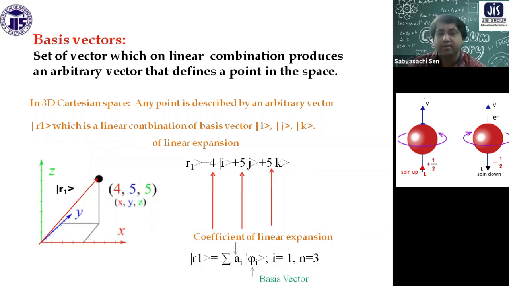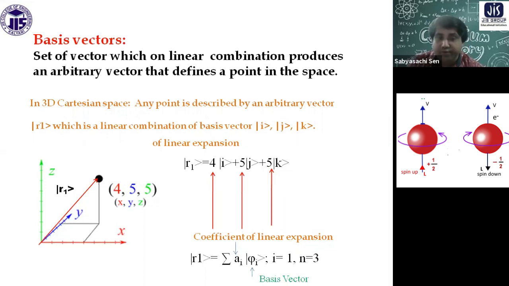Then I defined a term called basis vector. In the Cartesian system, i, j, k are the basis vectors. The number of basis vectors is equal to the dimensionality of the space. Any point in Cartesian space you define with a linear combination of basis vectors, and together they define an arbitrary vector, say R1, as you could see. The meaning of that point is a position, a point in the position space.